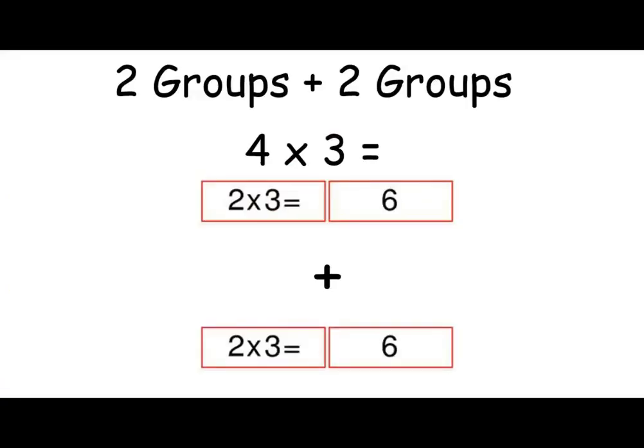Another strategy is called 2 groups plus 2 groups. For example, if I wanted to find the answer of 4 times 3, I could take 2 groups of 3, which is 6, and add it to another 2 groups of 3, which again is 6. 6 plus 6 equals 12, so 4 times 3 is 12.